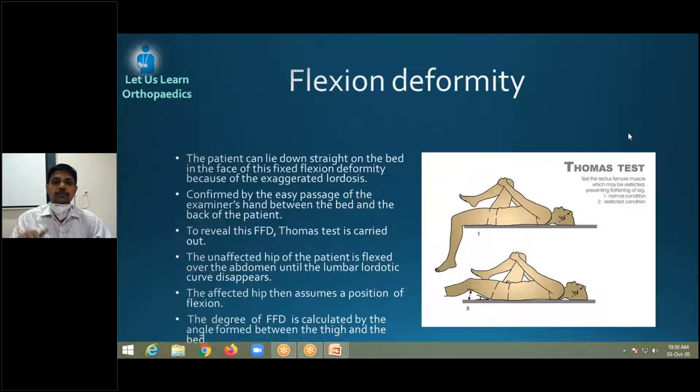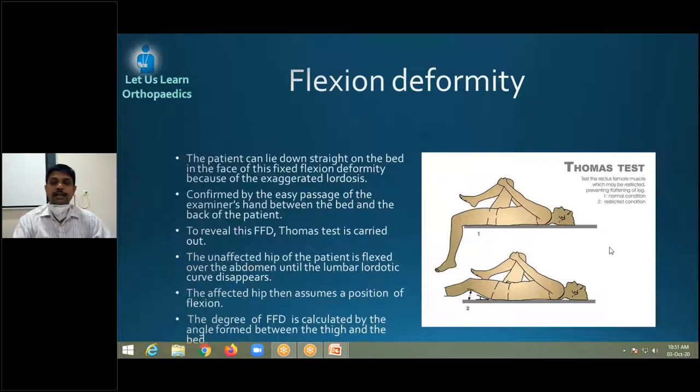And how do you confirm it? You confirm by the easy passage of the examiner's hand between the bed and the back of the patient. There will be an arching of the lumbar spine when you make the patient lie supine on a bed with a fixed flexion deformity. You try to insinuate your hand between the bed and the back of the patient. To reveal the fixed flexion deformity, the Thomas test is carried out. The unaffected hip of the patient is flexed over the abdomen until the lumbar lordotic curve disappears. The affected hip then assumes a position of flexion, and the degree of FFD is calculated by the angle formed between the thigh and the bed.